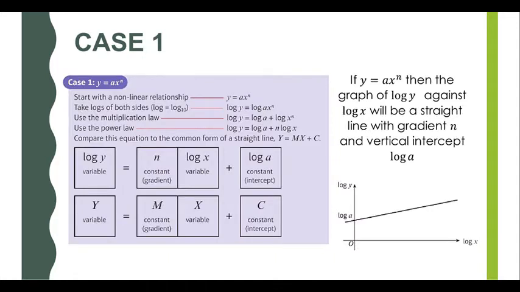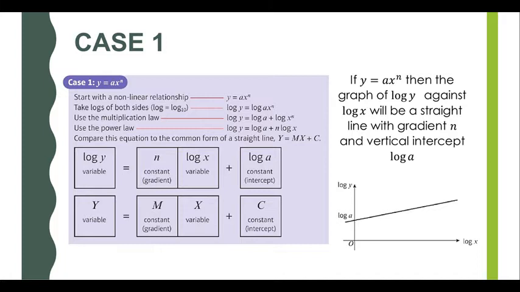So if we look at our first case, polynomials, y equals ax to the power of n, we start with a nonlinear relationship. If we take logs of both sides, this gives us log y is equal to log ax to the power of n. And using our log multiplication law, we can write it as follows. Then using the power law, we can bring down the n in front of the log.